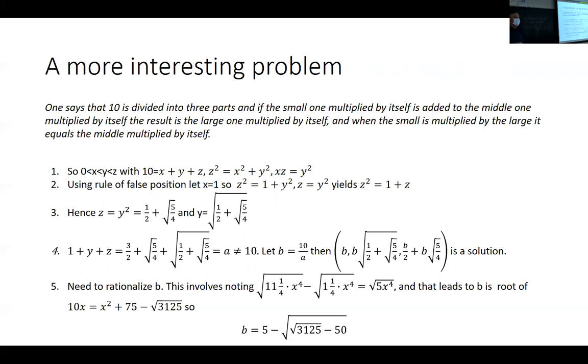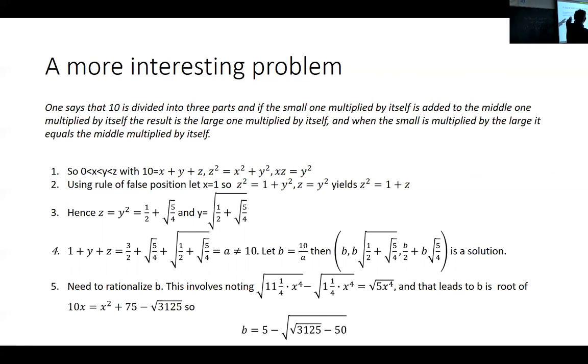Okay, so the first thing we do when we're analyzing it is we just write it as an equation. So we've got 10 divided into 3 parts. So let 10 equal x plus y plus z. And let's arrange it so that z is the biggest, bigger than y, bigger than x. And we're going to make it positive.